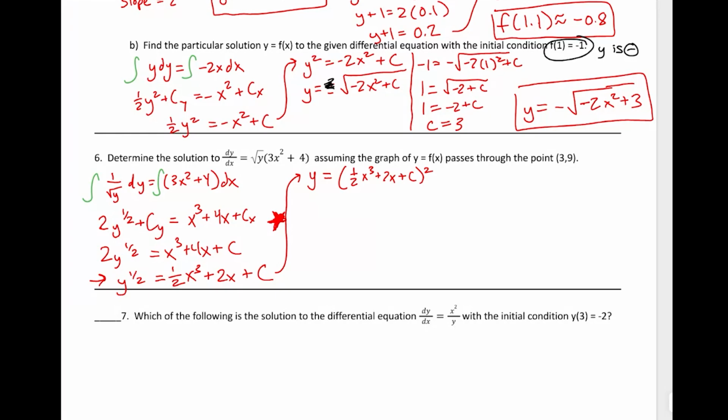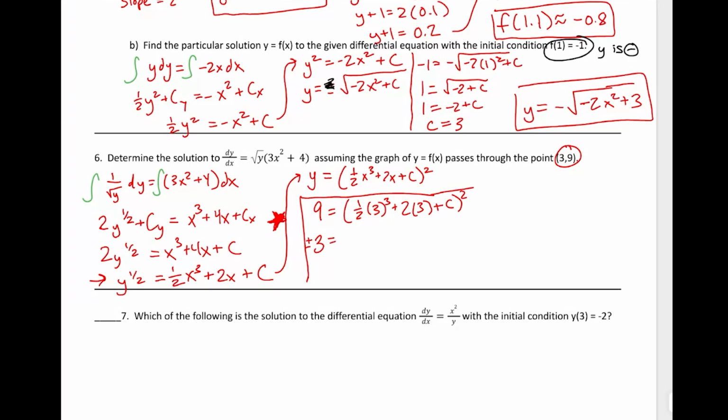Now, if we're going to solve for that c, which is what we need next, we're going to use the point (3, 9). We're going to plug in 3 for x and 9 for y. So we have 9 equals 1/2 times 3 cubed plus 2 times 3 plus c, squared. Okay, I'm going to take the square root of both sides. That's going to give me 3. Well, actually, the square root of both sides could be plus or minus 3.